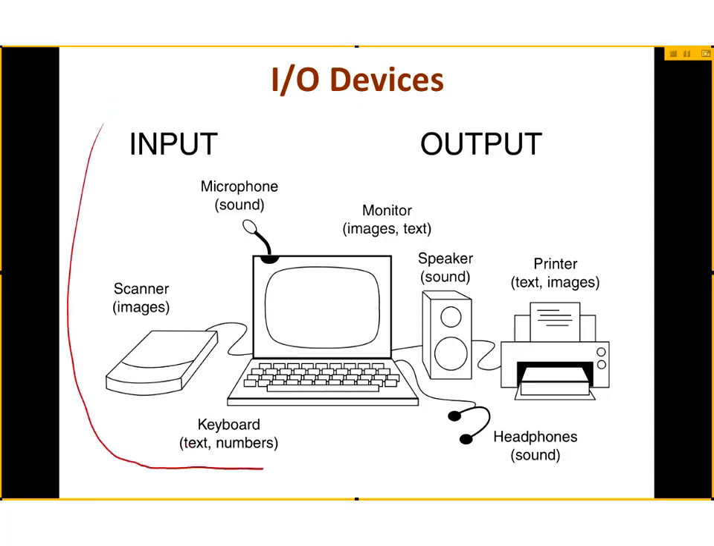Some common input devices might be things like a microphone for sound, a scanner or camera for images, a keyboard and a mouse, which we've left off on this one, for inputting various numbers, text, and clicking on things in graphical user interfaces. And of course, I've half-circled the monitor here because in many modern computer devices, the monitor itself has now become a touchscreen input device.